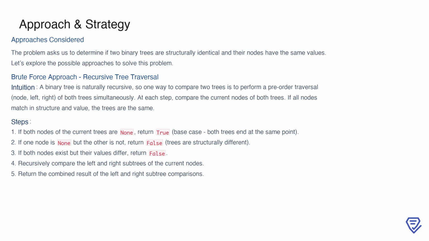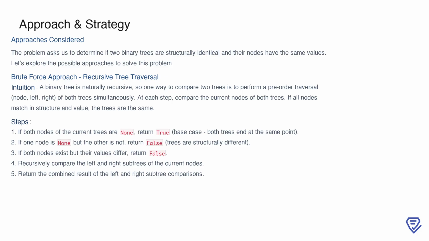If both nodes are null, it means the trees end at the same point, so we return true. However, if one node is null and the other is not, the trees differ structurally, and we return false. Similarly, if both nodes exist but their values differ, the trees are not the same, and we return false. Otherwise, we recursively compare the left and right subtrees and combine the results to determine if the trees are identical overall.